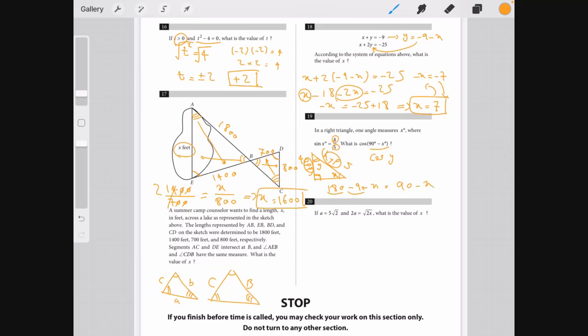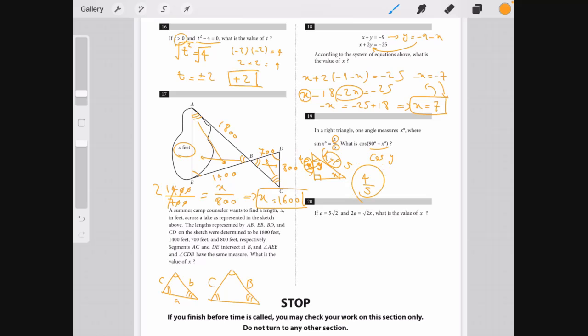So we want to find the cosine of this angle. Cosine is adjacent over hypotenuse. Now, the adjacent of this angle is basically again 4. So 4 over 5 again is the answer for the cosine of 90 minus x.